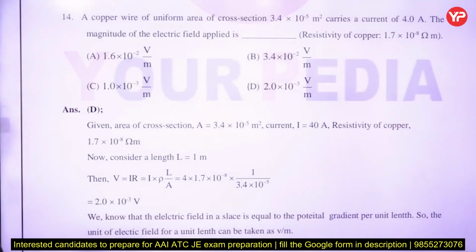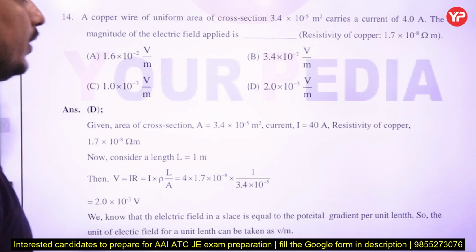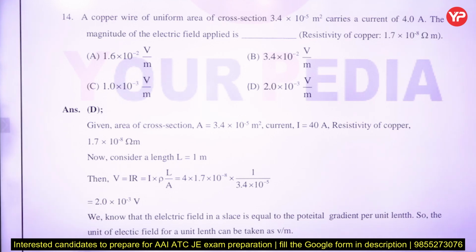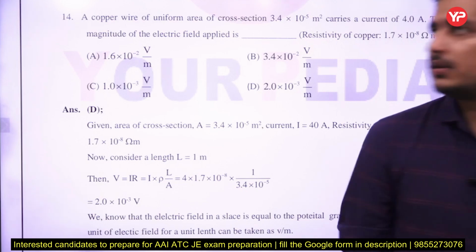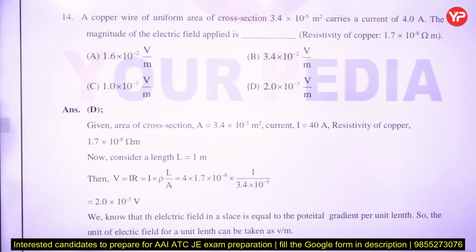Next, a copper wire of uniform area of cross section 3.4 into 10 raised to power 5 meter square carries a current of this one. The magnitude of electric field applied is. See, basically whenever current is given to you and cross sectional area is given to you, we have to calculate the magnitude of electric field, right?